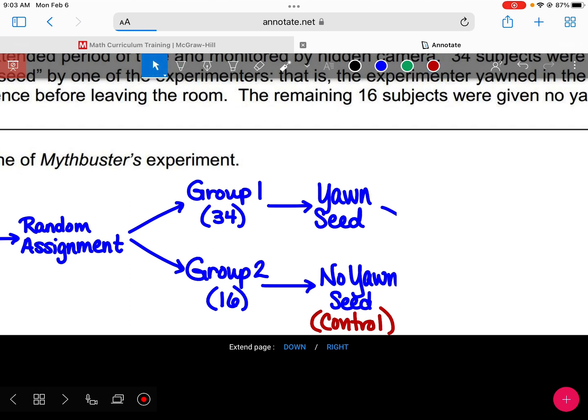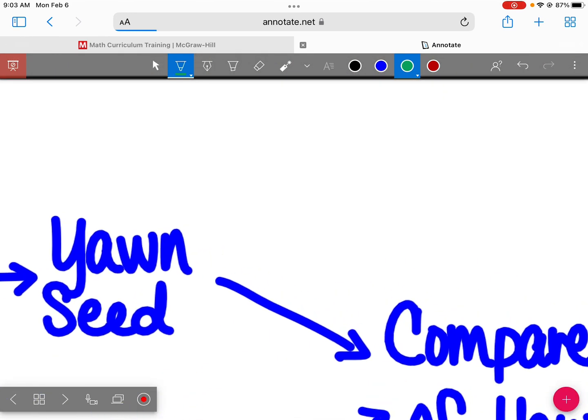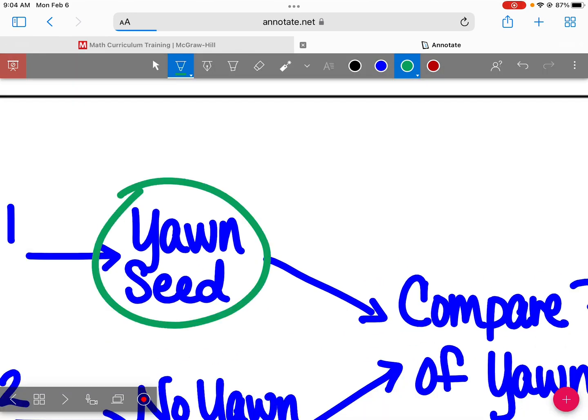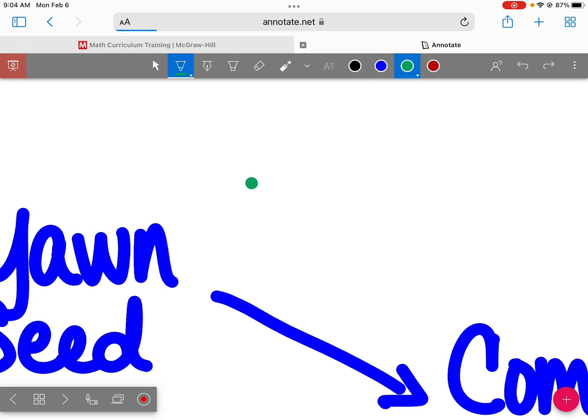What did they do after they had conducted their experiment with the yawn seed and the no yawn seed? They compared the proportions. What proportion of the yawn seed group yawned? This is contained in that table down below. What proportion of the yawn seed group yawned? 34 out of 34 yawned? Oh, no, 10, sorry. 10 out of 34 yawned.